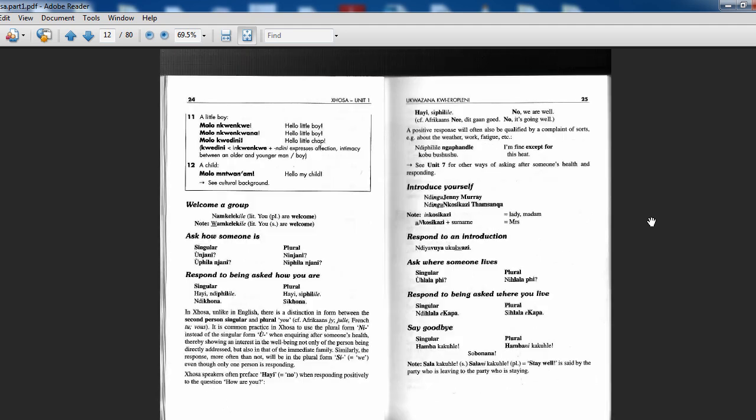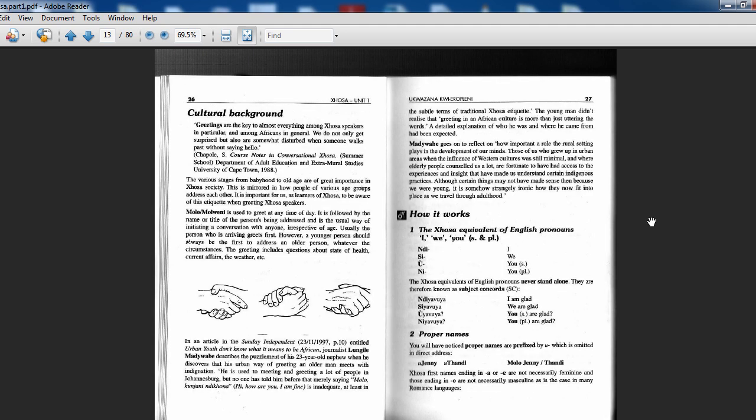It should start off with... where is it? Okay, how it works. So here, 1, the equivalent of English pronouns, I, we. You want to go through all of these, 1, and see what they're talking about.